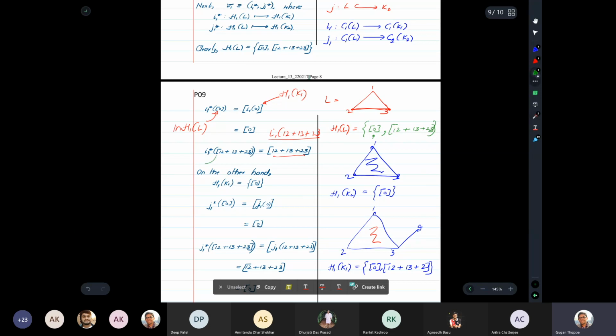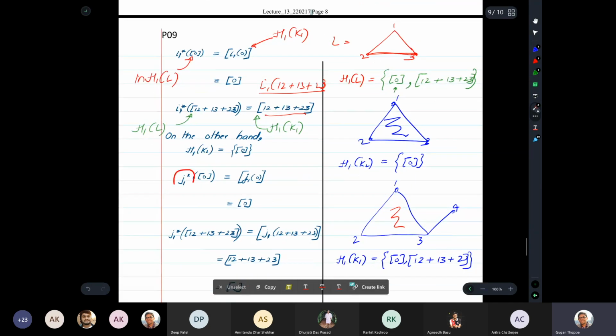Again, this equivalence class over here is an element of H1 of L, whereas this equivalence class over here is an element of H1 of K1. So the key thing to notice is that I1 star maps 0 to 0, whereas I1 star maps this [1,2]+[1,3]+[2,3] to this equivalence class of [1,2]+[1,3]+[2,3]. Now let's see what happens to J1 star.